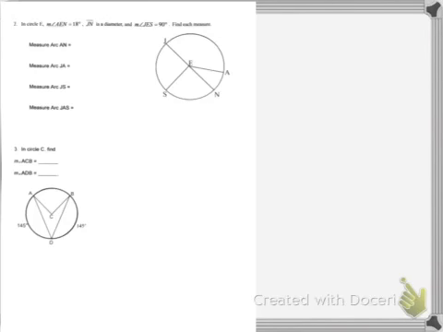Okay, moving on to the next page. Number 2 says in circle E, the measure of angle AEN is 18 degrees. So let's mark that right here. AEN is 18 degrees. It tells us that JN is a diameter and that angle JES is 90 degrees. So right here, I'm just going to put a right angle box for 90 degrees.